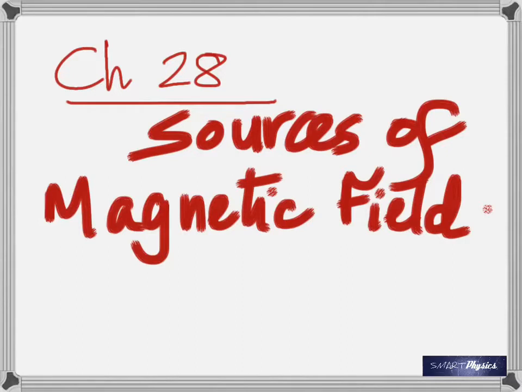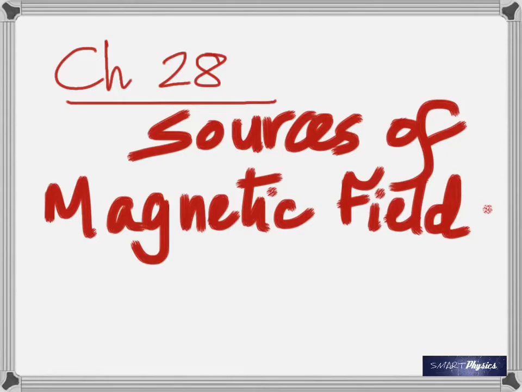We're going to look at different shapes of the conductors. Number one, a straight conductor. Second, a circular loop. Third, a solenoid. Fourth, if time permits, a toroid. So there are four things that we're going to look at: straight conductor, circular loop or circular coil, solenoid, and toroid.